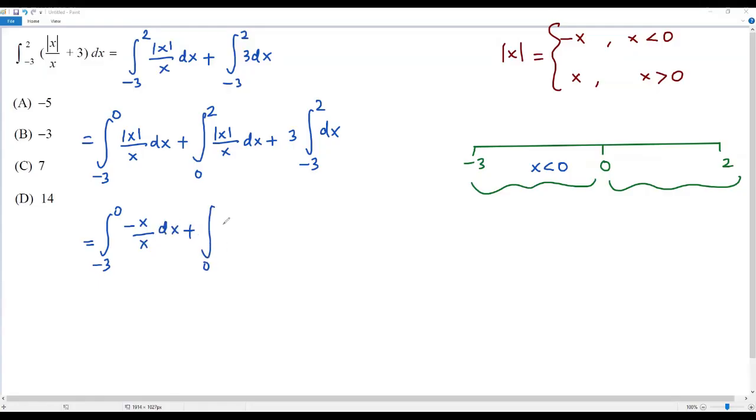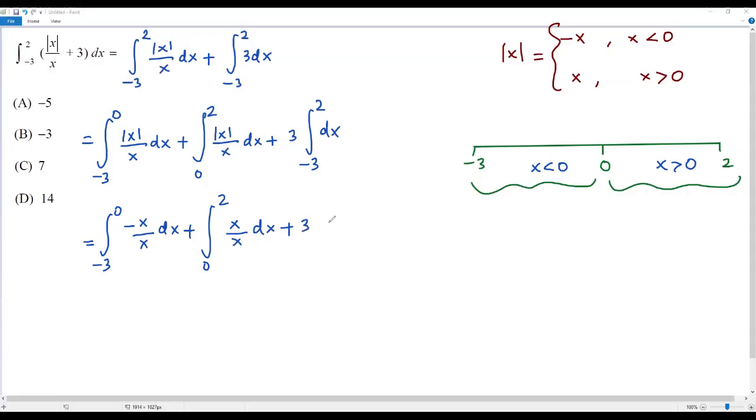Now let's consider the second definite integral we have over here. So x takes the value from 0 to 2. So between 0 and 2, all the values of x will be positive, that is x is greater than 0. When x is greater than 0, the absolute value of x will be redefined as a positive x. So since x takes a positive value in this definite integral between 0 and 2, this absolute value of x will be redefined as positive x, then divided by x dx, plus 3 times.